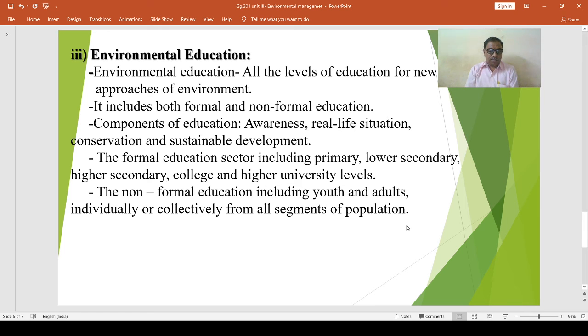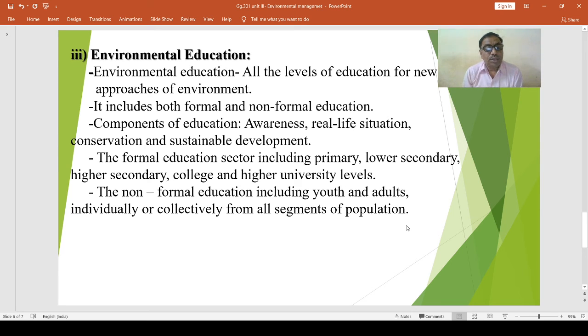Since people themselves are a renewable resource base, they are to be trained so that they could help to restore the environment. People recognize the urgent need for environmental education. So the environmental science subject will be introduced at all levels of education for new approaches to the environment. It includes both formal and non-formal education.